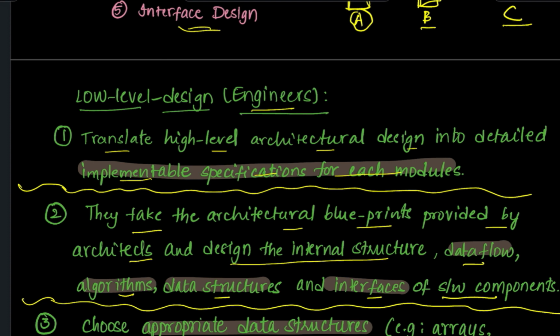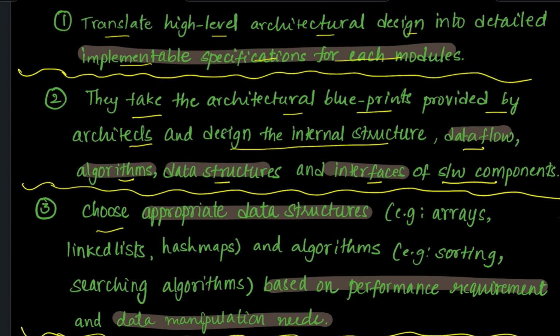What does stack follow? It follows first in last out, or last in first out. But does it work that way? If I go to the theater first, I'm supposed to get the ticket first. Which data structure follows this? It follows queue. So it is very important that the appropriate data structure is used, which is our third point. Choose appropriate data structures such as arrays, linked lists, hash maps or stacks and queues, and algorithms, for example sorting and searching algorithms, based on the performance requirement and data manipulation needs.